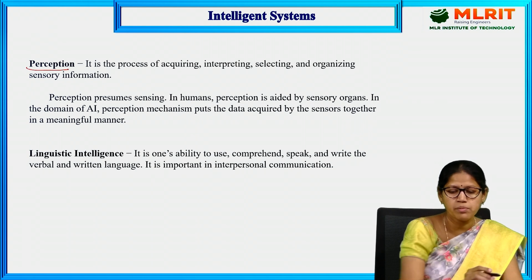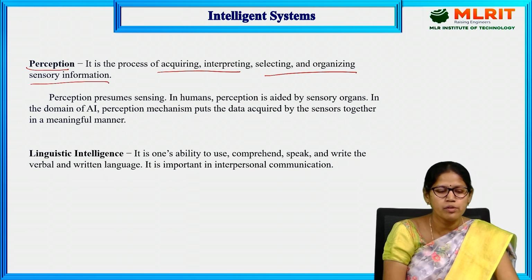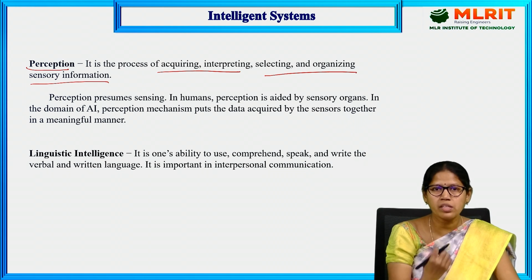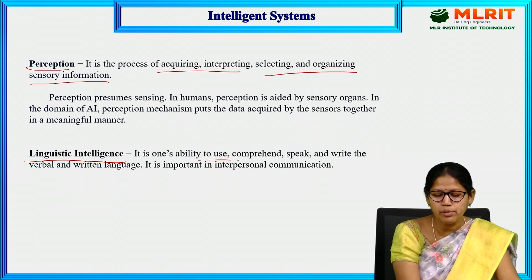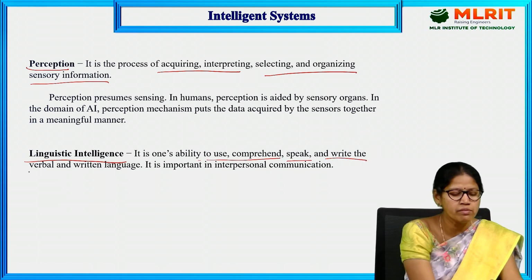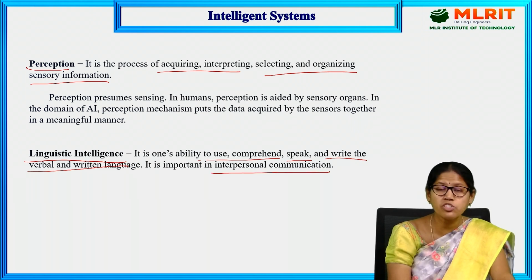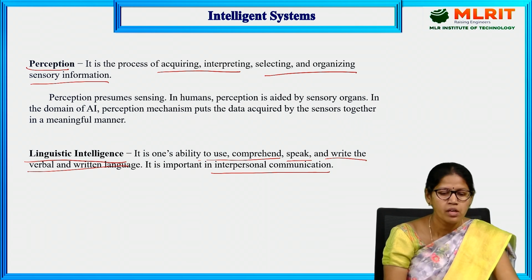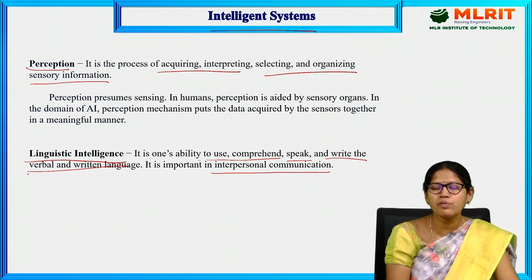Next one is perception, which means acquiring, interpreting, selecting, and organizing sensory information. If you want to do something, you need to perceive that first, meaning acquire that knowledge. Only later will we apply that knowledge to the situation to solve or do something. Next, linguistic intelligence: the ability to use, comprehend, speak, and write verbal and written language. It is very important for interpersonal communication. Speech demonstrates more about the person. These are the intelligent systems' capabilities: reasoning, learning, problem solving, perception, and linguistic intelligence.